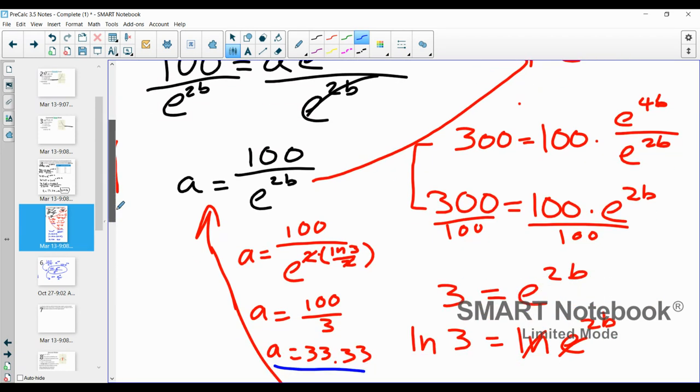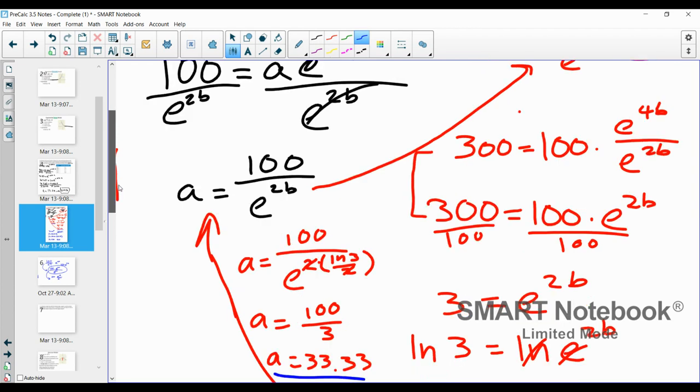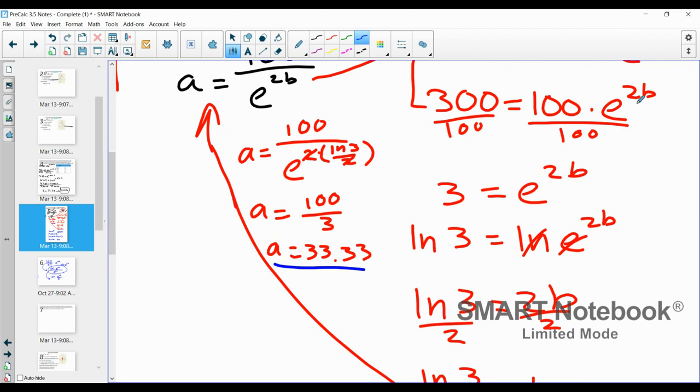Okay, then from here, I start solving it for B. So I divided both sides by 100. Well, I should really talk about this step one time. Again, quick, e to the 4B divided by e to the 2B. That's division, and so the exponents are subtracting there. So we can see it as 4B minus 2B, and that's where we get e to the 2B here, because the exponents are subtracted really. And then I divide both sides by 100.